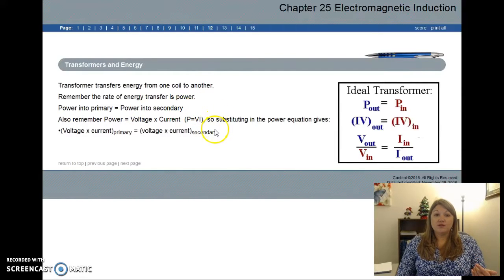Well, we learned when we were talking about circuitry a couple of chapters ago that power is equal to voltage times the current. So if we make substitutions, then we've got voltage times current in the primary, and it's got to equal the voltage times the current in the secondary. You can see in this table over here to the right how all that plays out, and you can even make another proportion. And there's transformers.